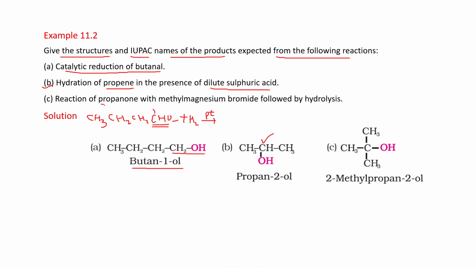Now, reaction of propanone with methyl magnesium bromide. We have discussed this one also. Propanone, CH3COCH3, when added with methyl magnesium bromide, the methyl part will add to the carbon of the carbonyl group and H will add to the oxygen, and we will get 2-methylpropan-2-ol.